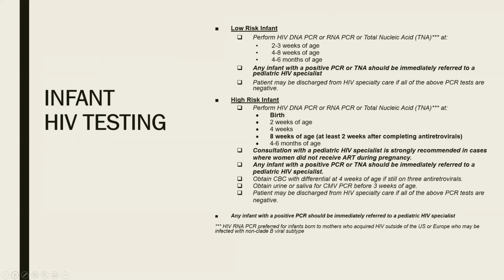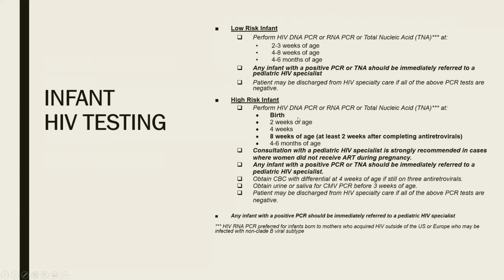So that's all about what to give in terms of ARVs for high and low risk infants. What about how to monitor them? So for the low risk infant, you would perform an HIV DNA PCR or RNA PCR or total nucleic acid test at 2 to 3 weeks, 4 to 8 weeks, or 4 to 6 months of age. These are the time points.